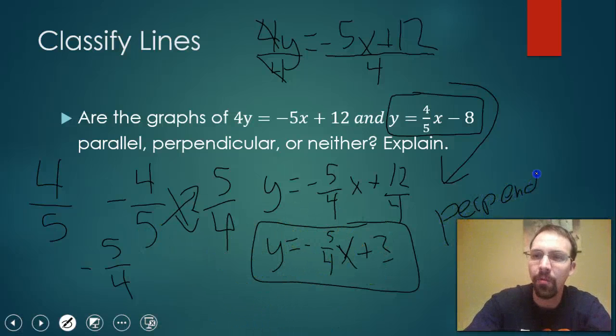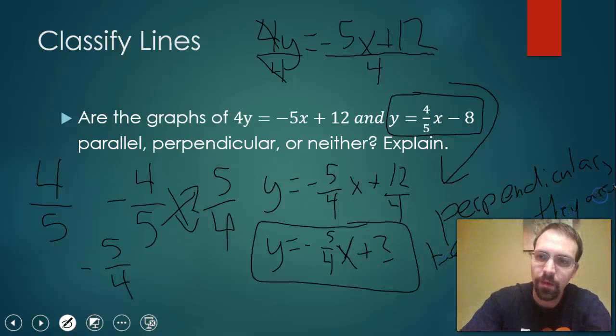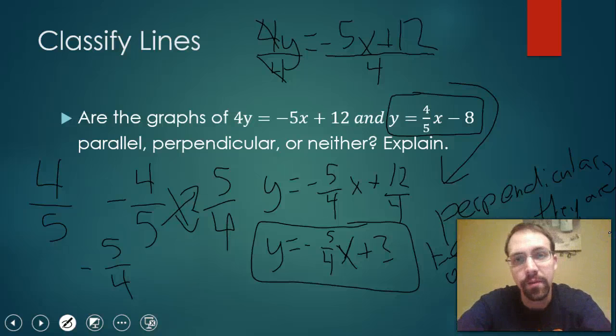And then I put that word explain. Yuck. Explain. Does that mean we have to write? Yeah. They're perpendicular. And then just tell me why. We said because they're opposite reciprocals. There we go.